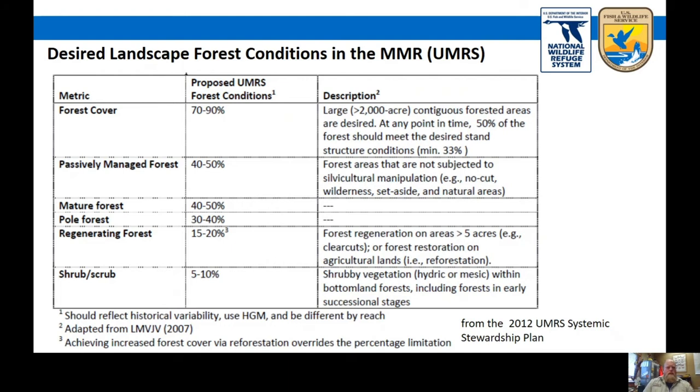Secondarily, a good distribution of size and age classes is a landscape scale objective, including mature forest, pole forest, which is a 6 to 12 inch range, DBH, and regenerating forest of smaller than 6 inches diameter. Currently, over 90% of the forest is in the mature forest stage. This is adopted from the 2012 Systemic Forest Stewardship Plan.